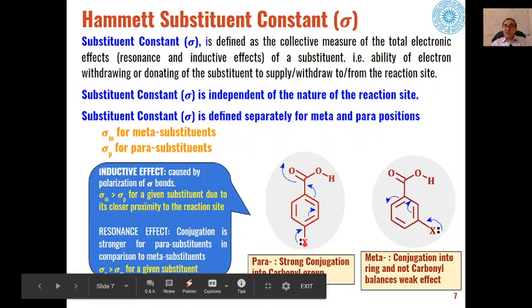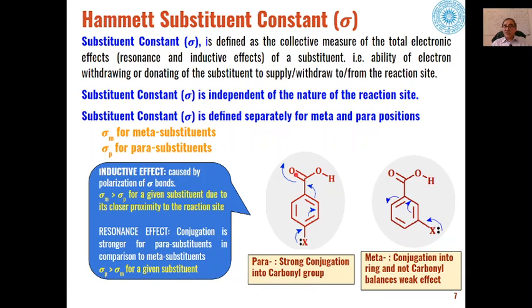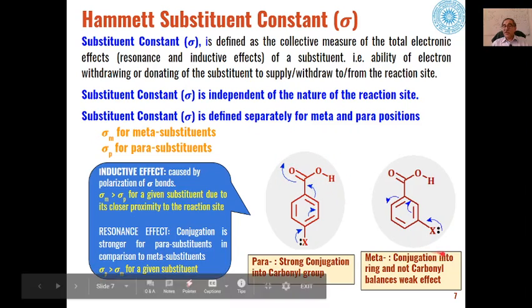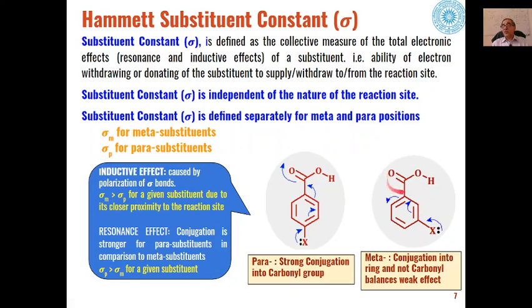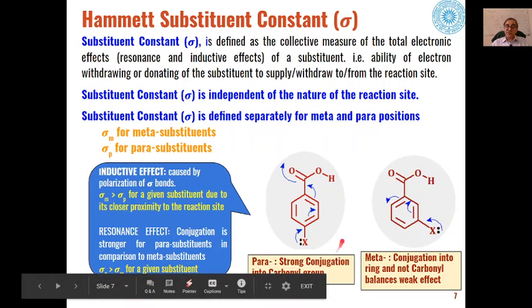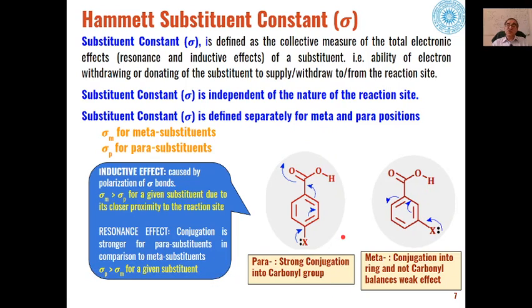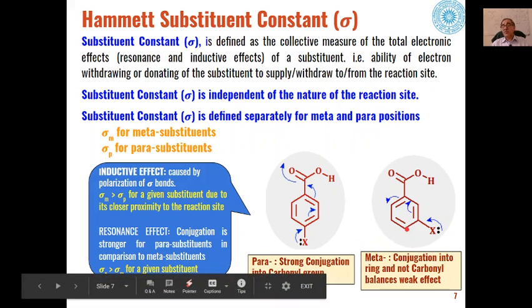When the substituent is present at the para position, there is a strong conjugation up to the carbonyl group, which is the reaction site, whereas when we see the meta position, here the conjugation is within the aromatic ring only. This conjugation does not extend to the carbonyl group, which is the reaction site. So that is why the value of sigma p for the resonance effect is more as compared to the meta position.